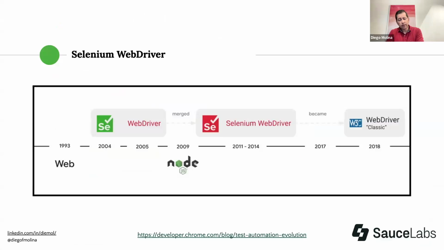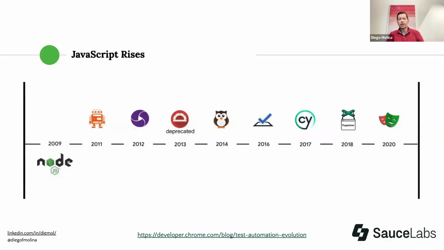So we have this ecosystem, and then at some point over the years, we decided that JavaScript was going to be the language we were going to use to build the web. So we started with Node, and then WebDriver came along, Appium, then we had Protractor, and so on, until the most recent one, which is Playwright.